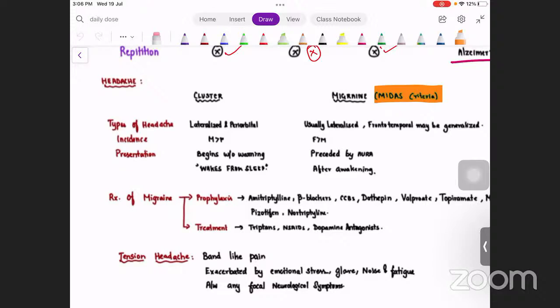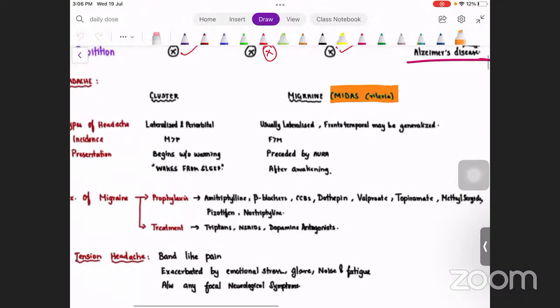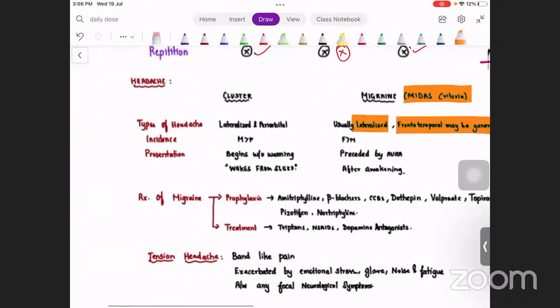We'll discuss that later. Speaking about the migraine, what type of headache may you see? It is usually lateralized, and you may see it in the frontotemporal area. But in the case of a cluster headache, you may see it in the periorbital region.